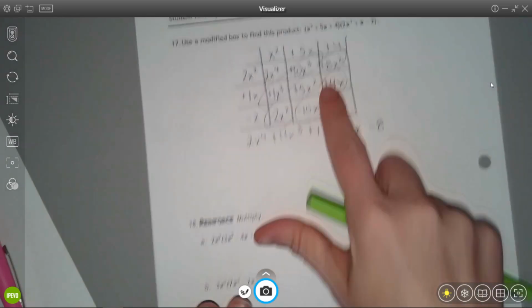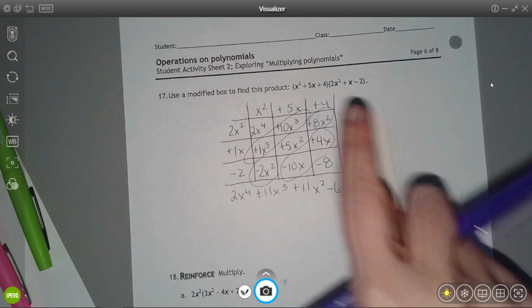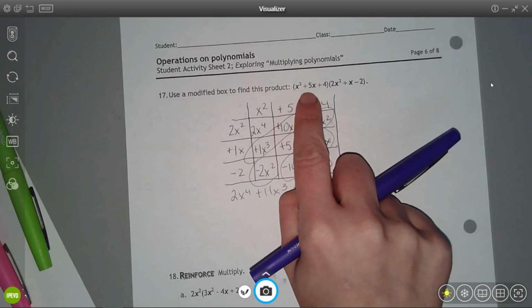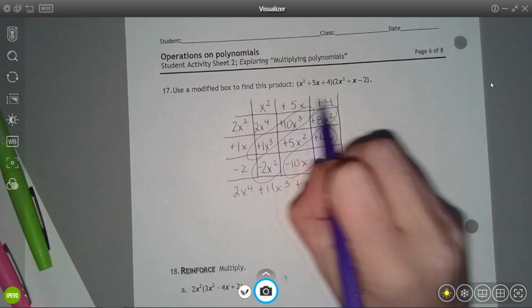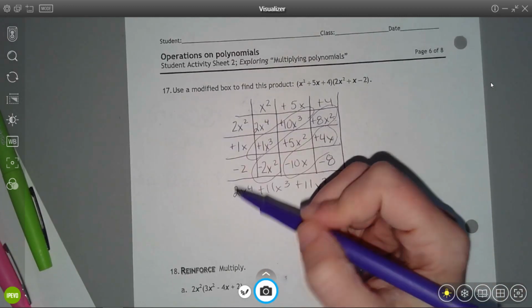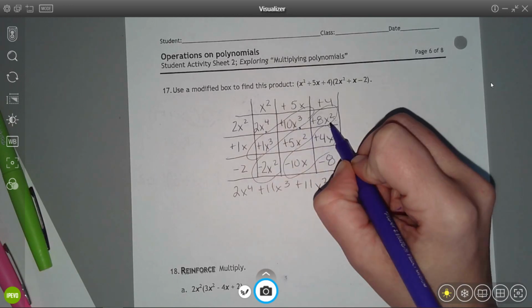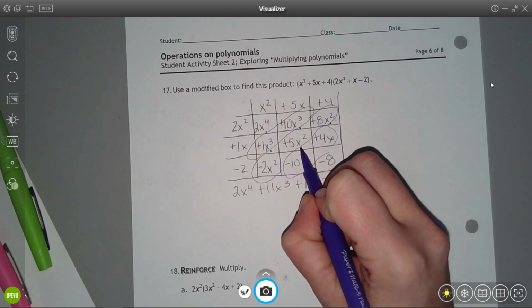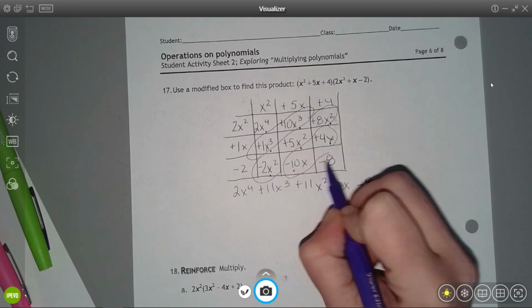And then lastly, number 17 here. Same type of thing. I went ahead and showed you guys this one because it is a trinomial times a trinomial. Again, all this does is it just adds a third box on each side. Again, you're going to go through and multiply: 2x to the fourth, 10x to the third, 8x squared. 1x to the third, 5x squared, 4x, negative 2x squared, negative 10x, negative 8.